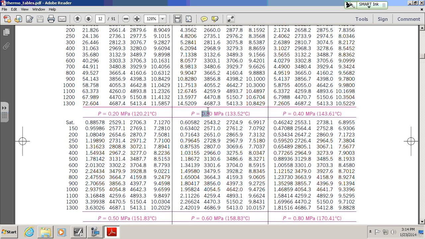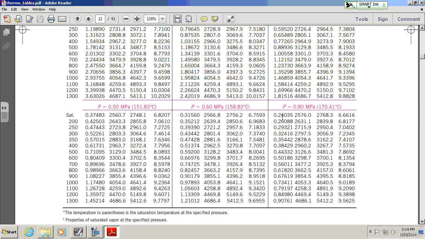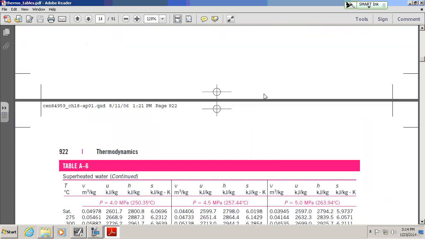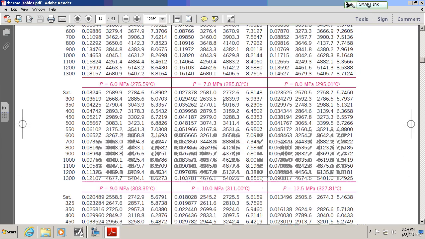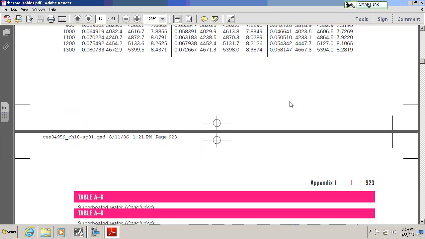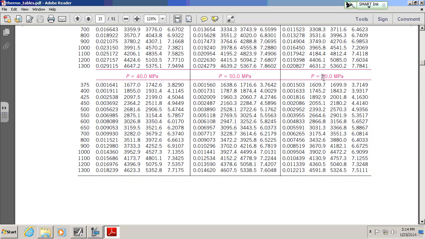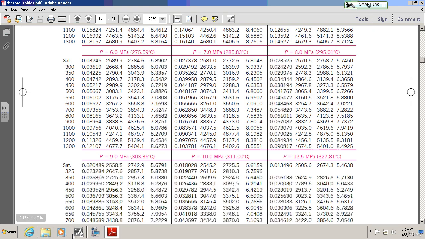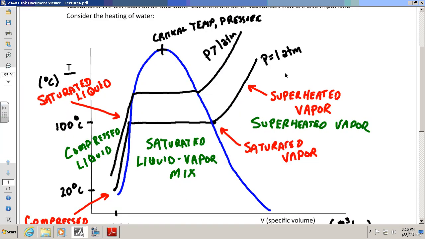But look, we keep going. Increase the pressure: 0.2, 0.3, 0.4, 0.8. Keep going: 1, 2, 3. Lots of them: 4, 5, 7, 12 and a half. All the way up to 60 megapascals of pressure, 600 times atmospheric pressure. That's a lot of pressure, and we have a table for it. So this is all superheated water. When we talk about superheated, we're talking about the right side of the dome.